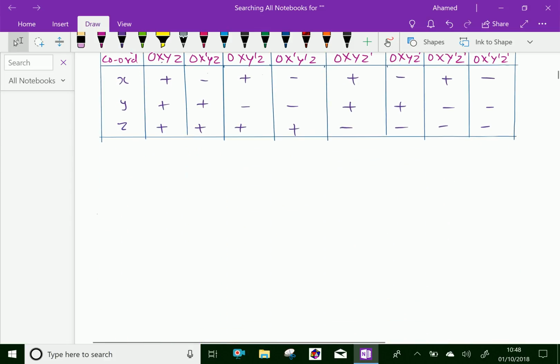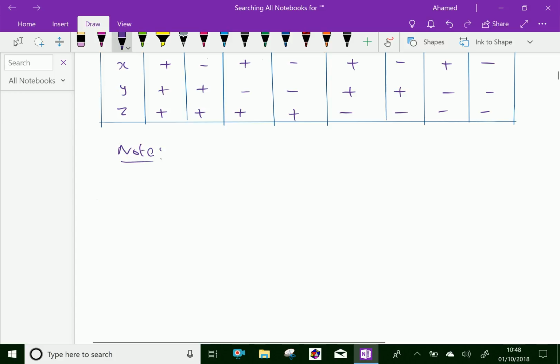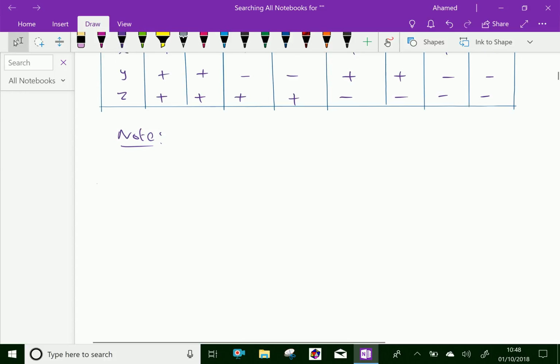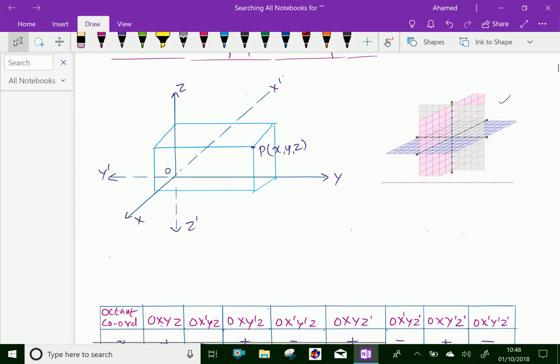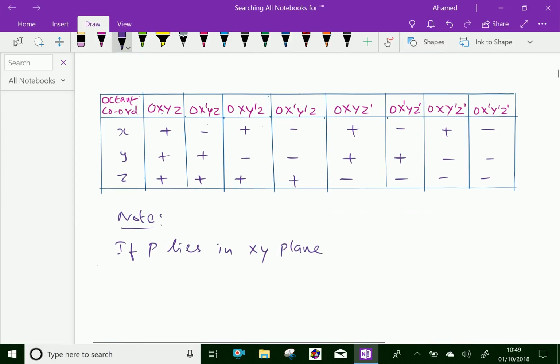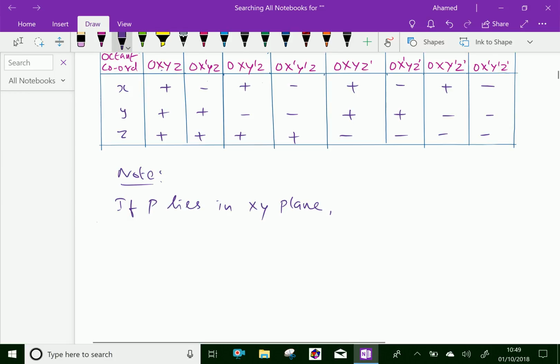Note this point. If your point P lies on the xy plane, then the coordinates of point P are x, y, 0. Suppose this xy plane is here, this floor. If P lies in the xy plane, then the coordinates of point P are x comma y comma 0, because there is no height.